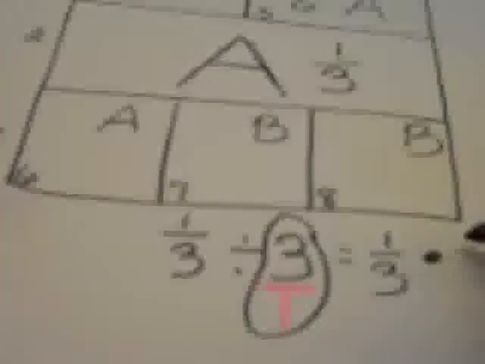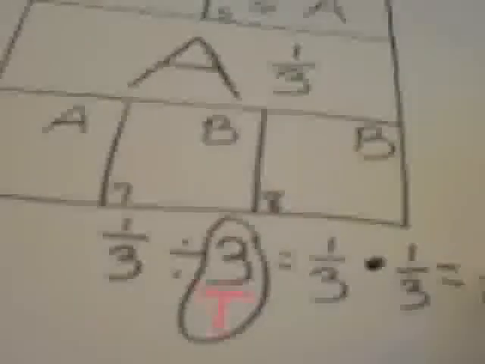Okay? Now remember, 3 is the same thing as 3 over 1. So now what I have to do is take my first fraction and multiply it by the reciprocal of this, which means flip it. So it's 1/3 times 1/3. So I multiply 1 times 1 is 1. 3 times 3 is 9. So each of these is 1 over 9.